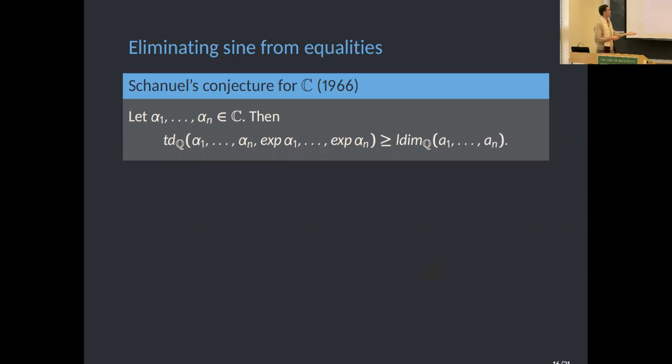And so the statement is that if we have n many complex numbers, then we have a lower bound on the transcendence degree of the field extension over Q of those complex numbers and their exponentials. And we can bound that transcendence degree below by the Q-linear dimension of those complex numbers.